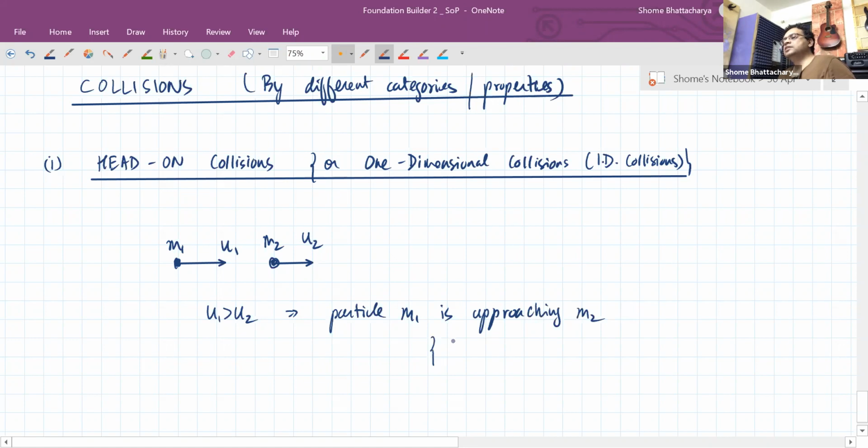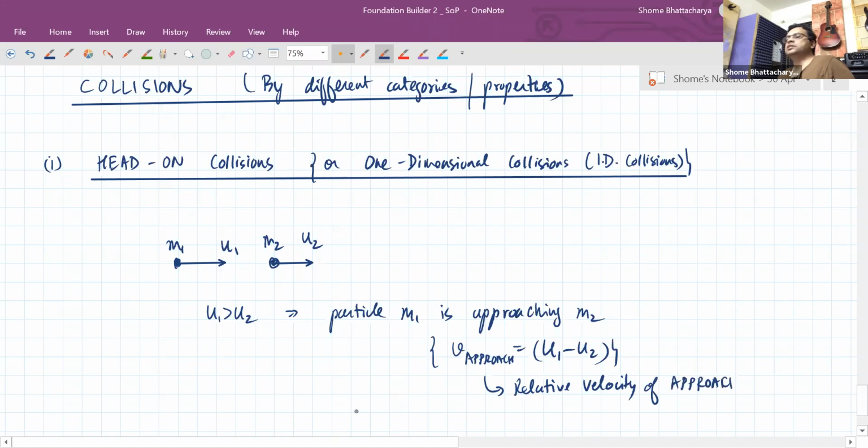Okay. In fact, it has an approach velocity. You would have heard the term approach velocity in kinematics, right? It is the relative velocity along the center to center line. So the approach velocity will become how much? u1 minus u2. This is the relative velocity of approach. It is the rate at which the distance between them is decreasing. So as long as u1 is greater than u2, this is what is happening. They are approaching each other.